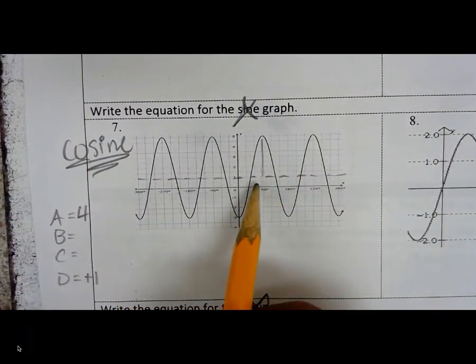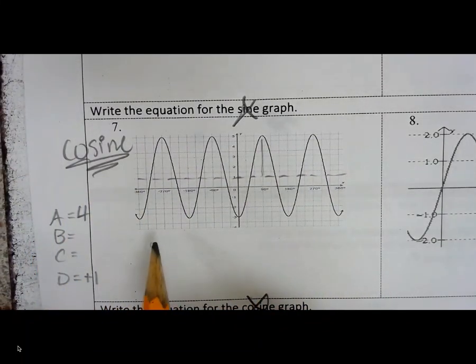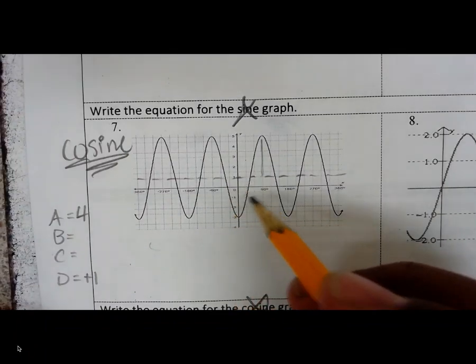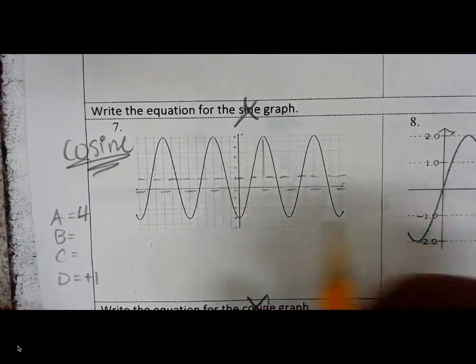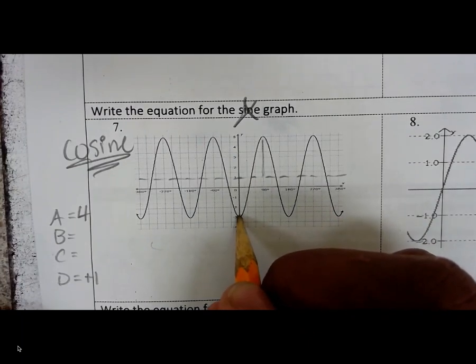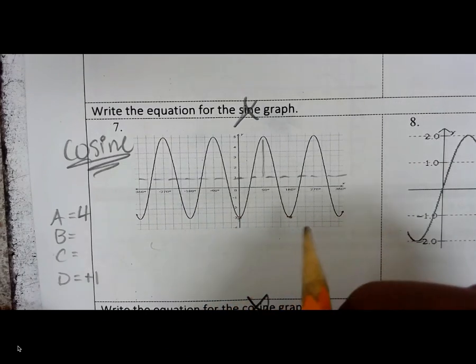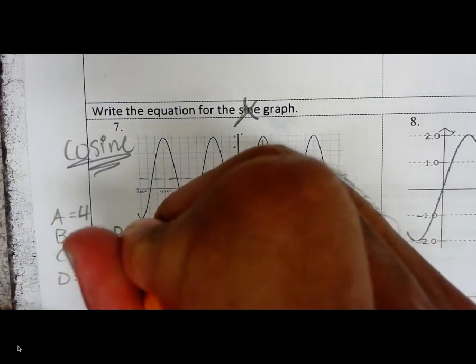All right, now we've got to figure out the B value. Remember, this is cosine, right? First, to figure out the B value, let's figure out the period: how long does this take to repeat itself? Notice it starts right here, and to get back to this peak, or this valley right here, it takes 180 degrees, from 0 to 180. So that is the period. Not the B value, but the period. So the period equals 180.